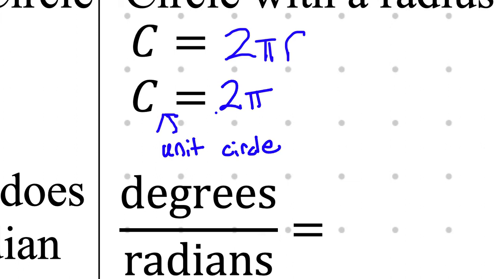Question, Anna? Why isn't r involved in the second one? Great question. Someone else answer it. Why is there no more r in the circumference? Beverly? Because the unit circle has a radius of 1, so you would just plug 1 into that, and 1 times something else is the something else. Precisely, yeah. Thank you.